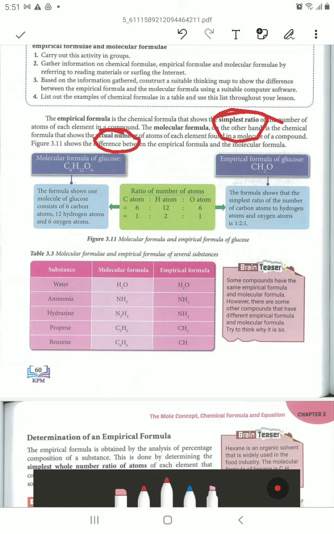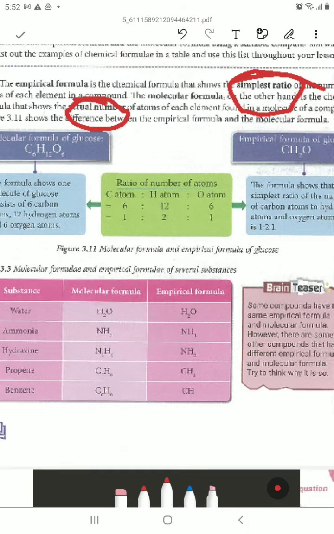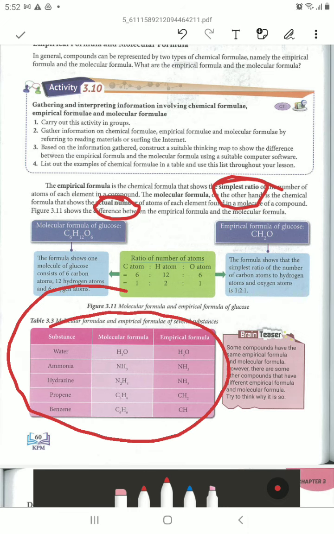From the previous class, we discussed the molecular formula and empirical formula for the substances in this table. I will just repeat it again. For propene, for example, the molecular formula, or the actual number of atoms in propene, is C3H6. Then the empirical formula is CH2. CH2 comes from simplifying the formula C3H6.